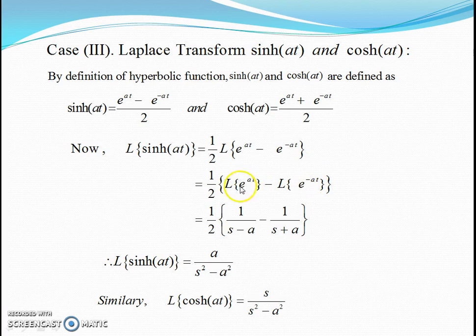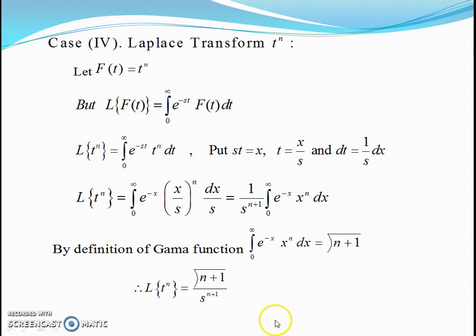derived in case number 1, we get 1 by 2 in bracket 1 upon s minus a minus 1 upon s plus a. Simplifying the right hand side, we get Laplace transform of hyperbolic sin at equal to a upon s square minus a square. Similarly, we can determine Laplace transform of hyperbolic cos at equal to s upon s square minus a square. Case 4: Laplace transform of t raised to n.